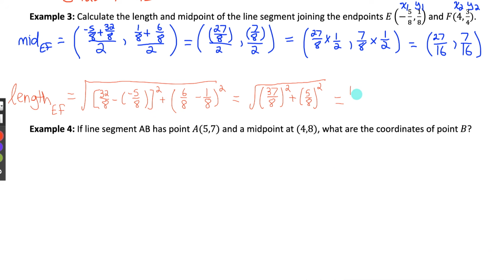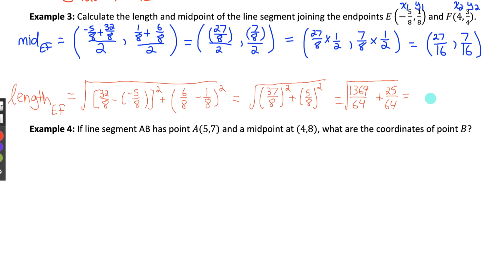That would be 1,369 over 64. Plus, if I do the same thing to the second fraction, square the numerator and denominator. 5 squared is 25 over 8 squared, which is 64. And now I can get an exact answer expressed as a fraction. They already have a common denominator.